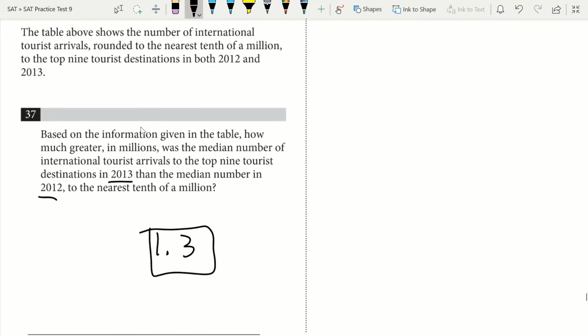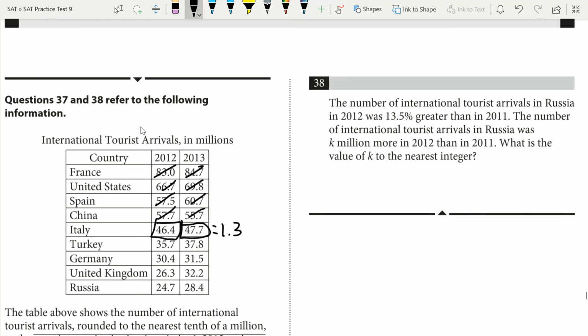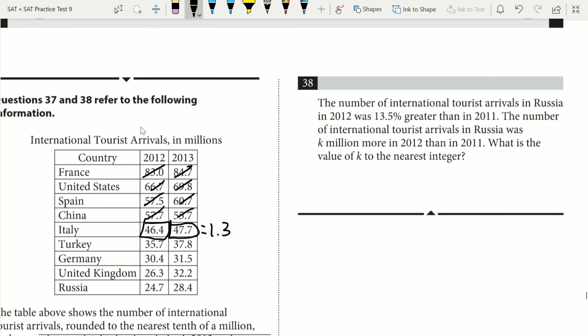All right, question 38. The number of international tourist arrivals in Russia in 2012 was 13.5% greater than in 2011. The number of international tourist arrivals in Russia was k million more in 2012 than 2011. What is the value of k to the nearest integer? Well, if in 2012 it was 13.5% greater than in 2011, I'd take my 2011 number times 1.135, and that's going to give me my 2012 number.